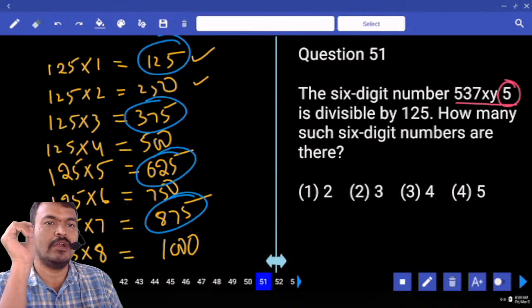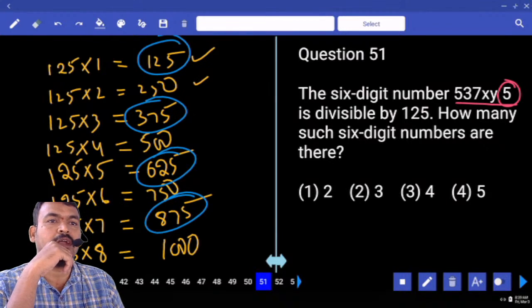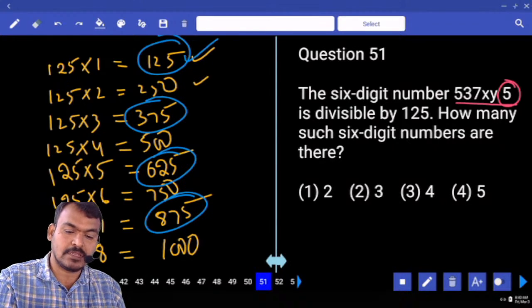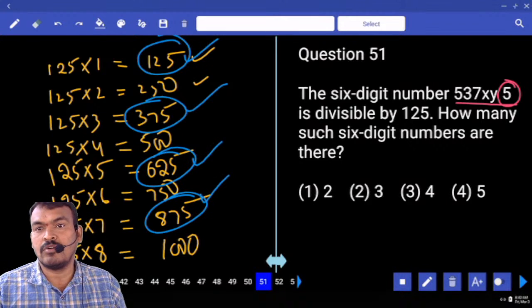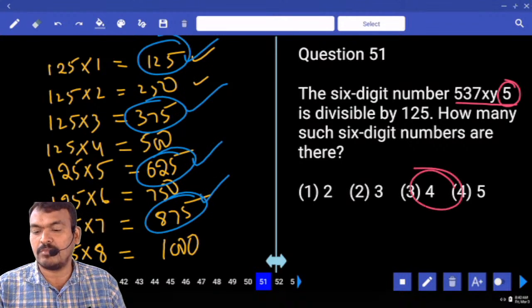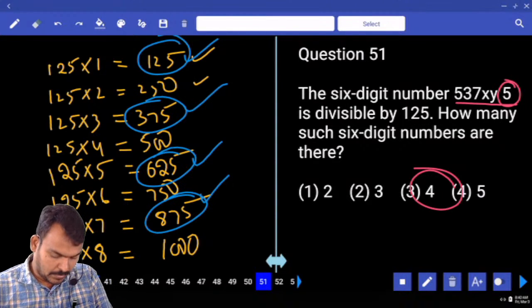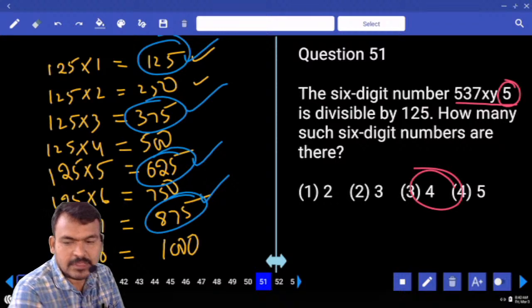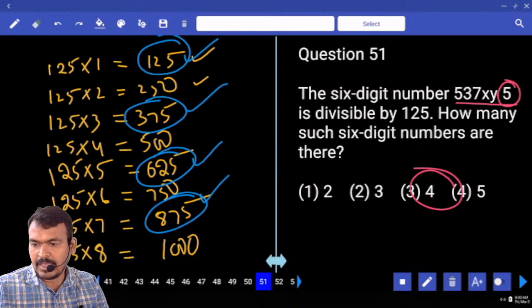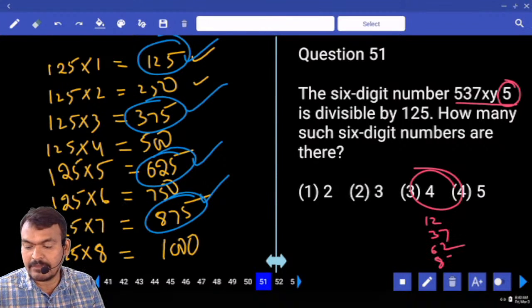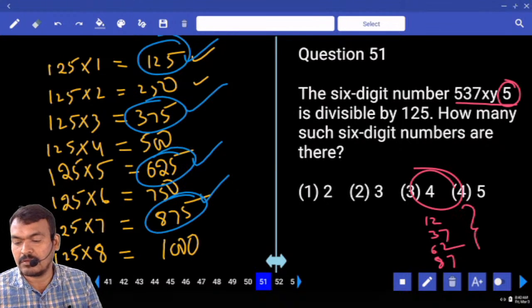Suppose the next one, 125 into 9, is 1125, but that has 4 digits, and we are concentrating on 3 digits. So 4 values satisfy the given condition, which means 4 numbers are divisible by 125. XY values are 12, 37, 62 or 87. These are the 4 values.